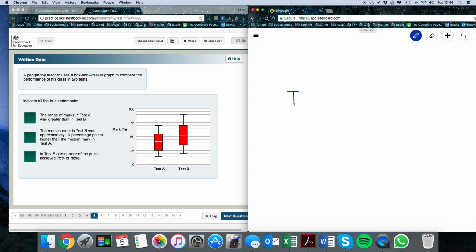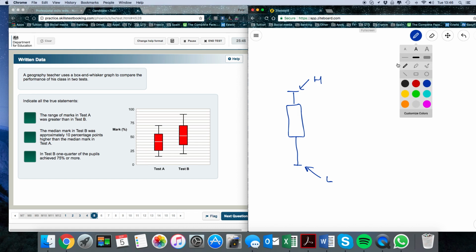So just briefly, with your box plot, when it's like this, this one is the highest mark and this one is the lowest. That should all be fairly obvious. Range is highest take away lowest. Sometimes you'll need to actually work out the range and do the numbers. You don't need to here. It's absolutely obvious that the range of test B is greater than A because it's longer. It's literally a visual thing that the highest and the lowest are much further apart than test A. So this first one is definitely false because it's suggesting that test A was greater than B. It's not. It's the other way around. So we'll leave that one as false.